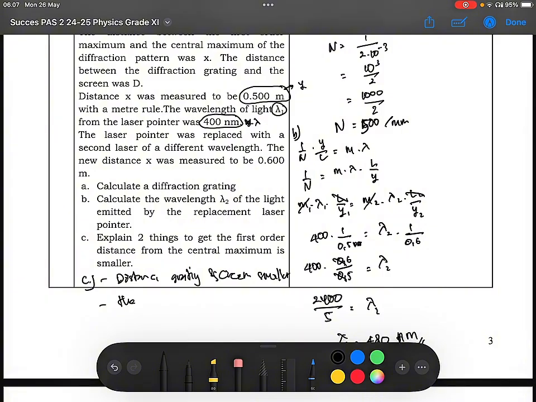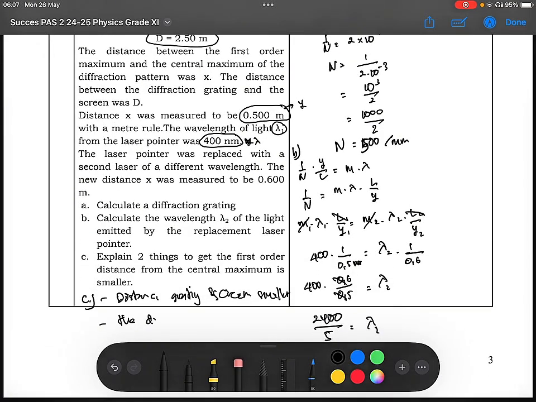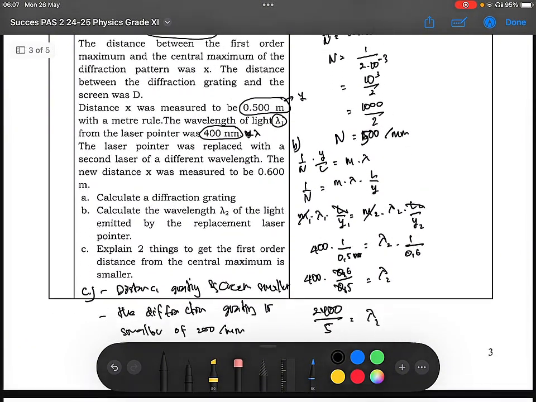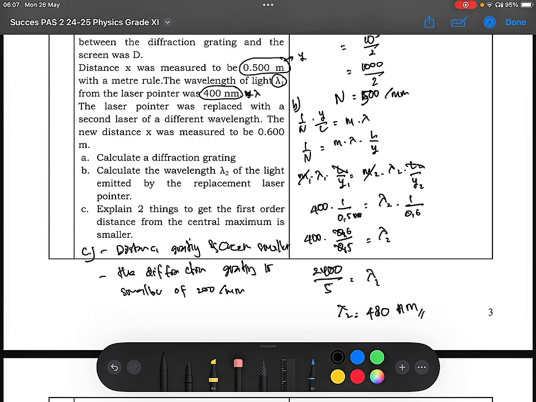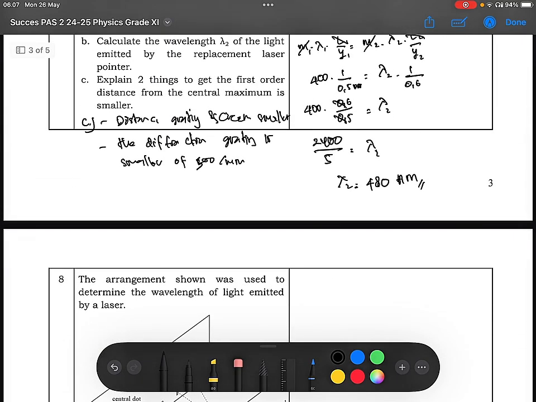And the second, you can change the diffraction grating to be smaller, of 500 per millimeter. Sorry, not 100, 500. You can change the diffraction grating to be smaller too, and the distance grating to screen is smaller. I think you need to explain two things.